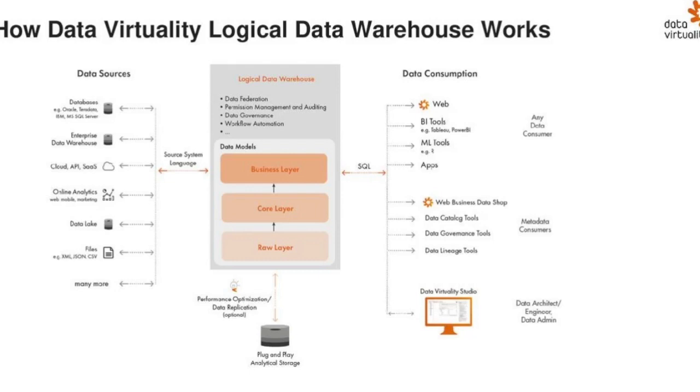So looking at the logical data warehouse architecture with data virtuality, on the left side you have all kinds of data sources. On the right side, you have data consumption. Here you can have people who just consume the data, but you also have a metadata portal, we call it a data shop, where you can search for metadata and consume the data at the same time. You would find all those things which you mentioned, Rick: data federation, permissions management, audit, pushdown, and so on.